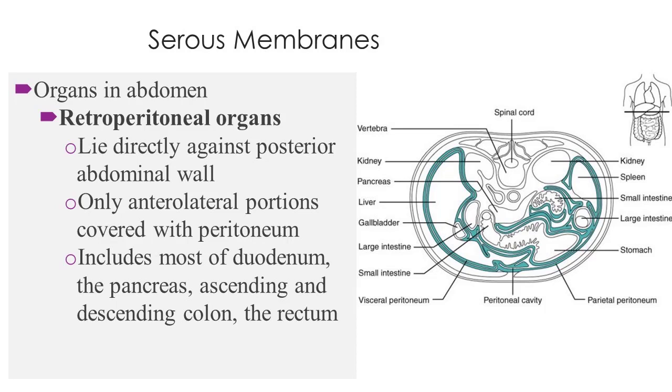And so we're going to see most of the duodenum, the first part of the small intestine, the pancreas, ascending and descending colon, and the rectum are going to have portions of those regions against the body wall and only partially covered with a visceral peritoneum. So it's underneath the peritoneal cavity against the body wall, and so that's why it's referred to as retroperitoneal.